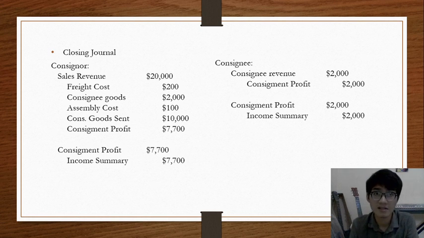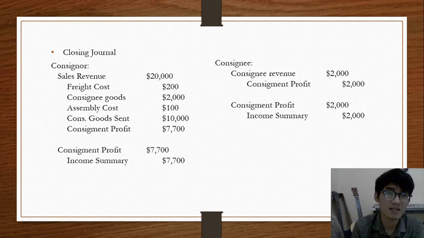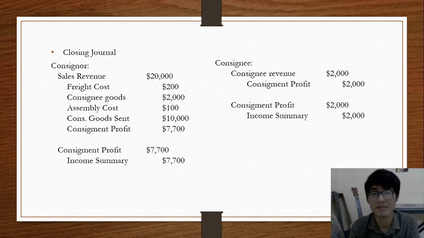For the closing journal, for the consignor, we put sales revenue on debit $20,000, and on the credit we put freight cost $200, consignee goods $1,000, assembly cost $100, consignment goods sent $10,000, and consignment profit $7,700.